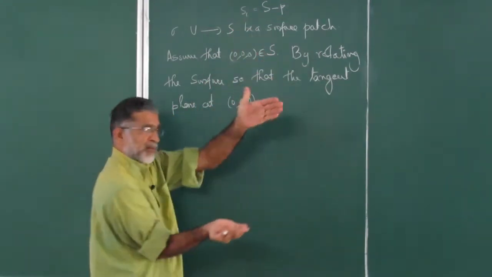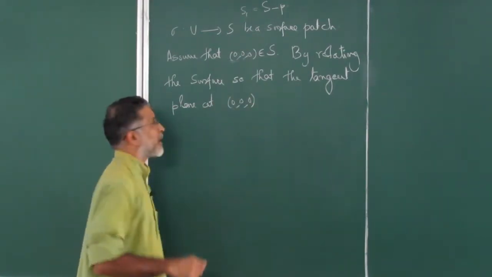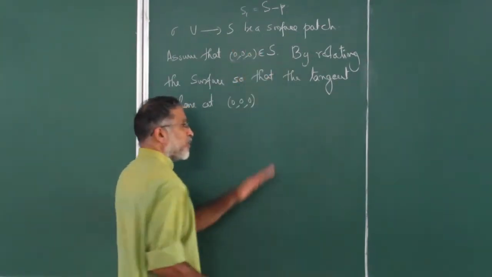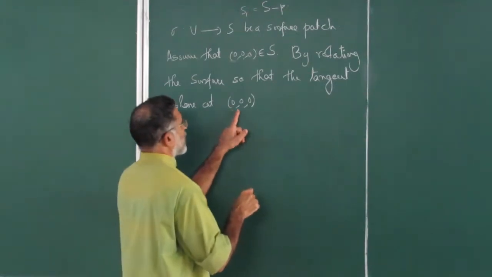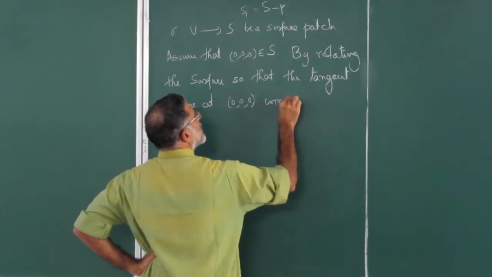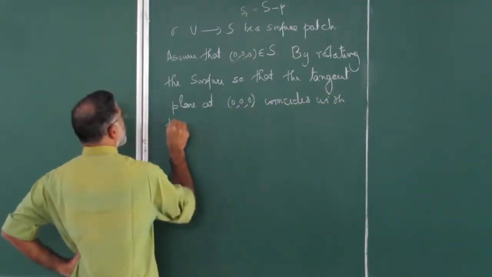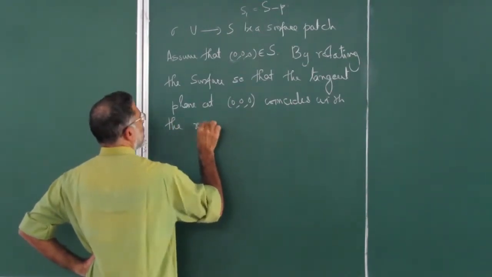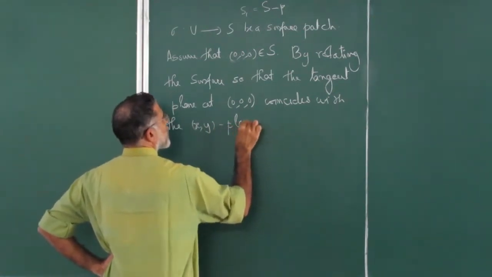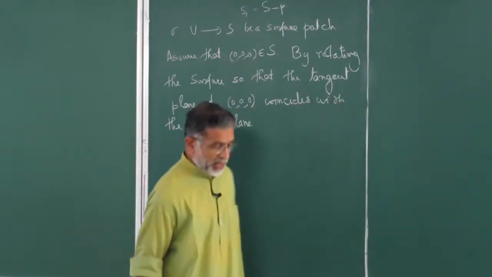Now again we rotate. It may be tilted like this, so rotate it so that the tangent plane coincides with the XY plane. Already our point is the origin. Now you slightly tilt it to ensure that the tangent plane coincides with the XY plane. That's the second step. That's not enough. Now we do something more.